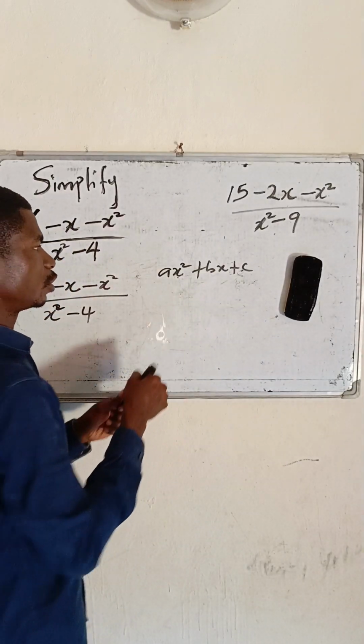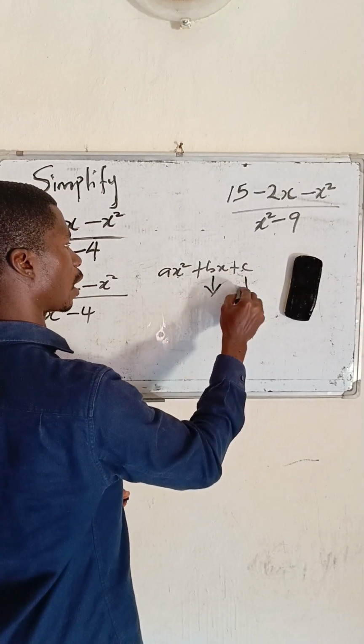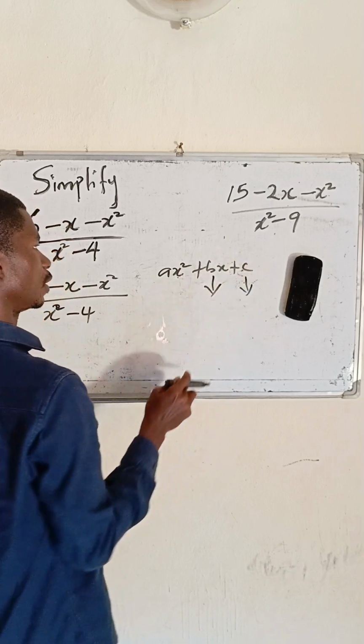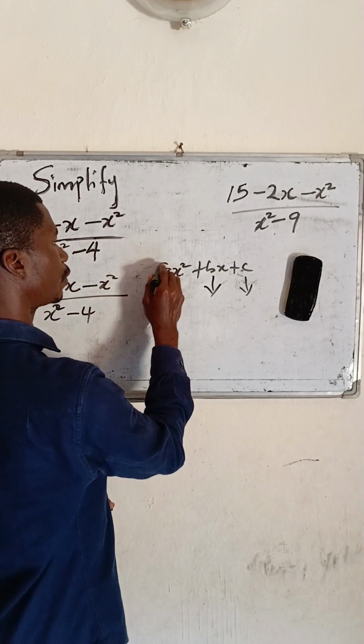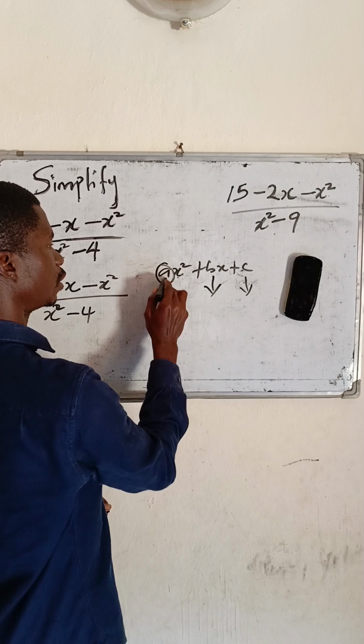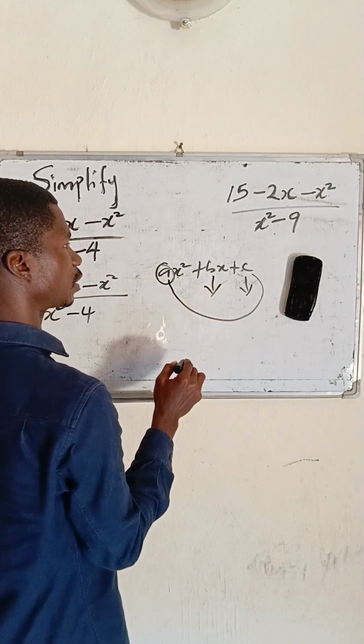Now, what do you do? You look for what you add that will give you this one and what you multiply that will give you this one. In that case, always use the coefficient of x squared. What is the coefficient of x squared here? A, to multiply this one. Are you seeing it now?